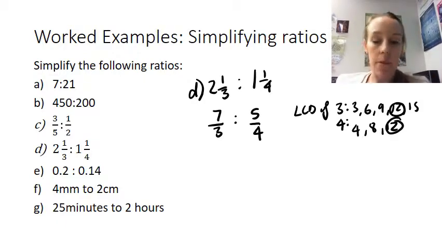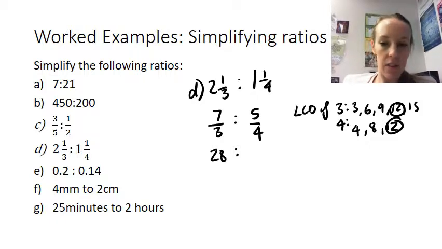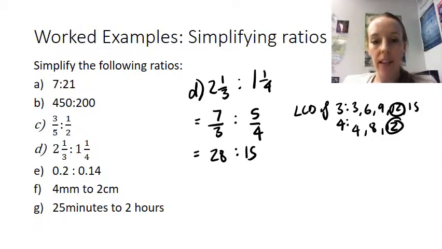So in your calculator, you're going to multiply both by 12. So 7 divided by 3 times 12 will give you 28 is to 5 divided by 4 times 12 will give you 15. So that will be your answer there. 28 is to 15. Then for E, we've got 0.2 is to 0.14.